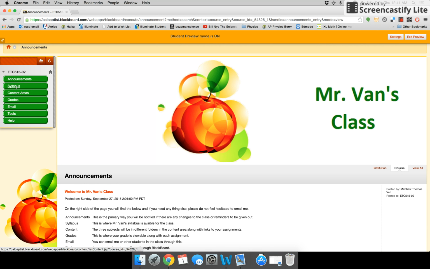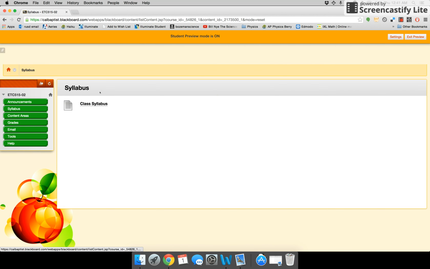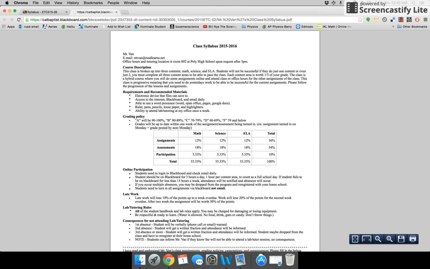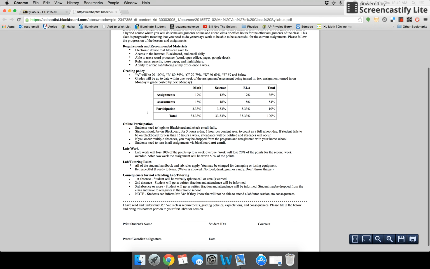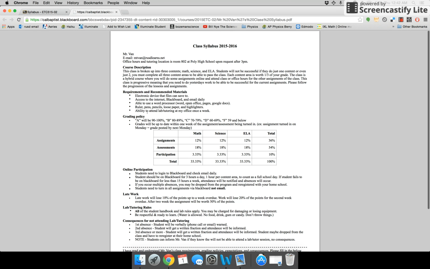They can go to the syllabus, and they can open the syllabus, which is a PDF. I choose to do my syllabuses in PDF format. And this is a breakdown of their grade. They will have 12% for assignments, 18% for assessments, and then 3% for each subject for participation. So 33 for math, 33 for science, 33 for language arts, and a grand total of 100% of their grade.